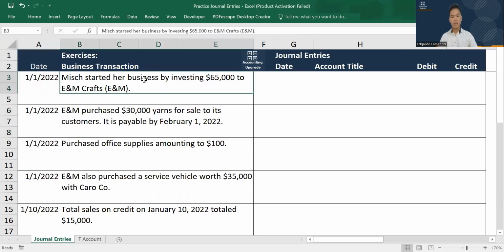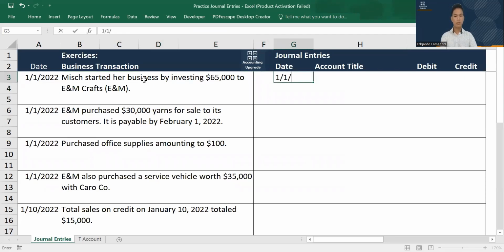Okay, so for the first statement, this is dated January 1, 2022, and it states here that Misch started her business by investing $65,000 to E&M Crafts, or simply E&M. So let's indicate first the related date, which is January 1, 2022, and then identify from the transaction the related accounts which are needed.